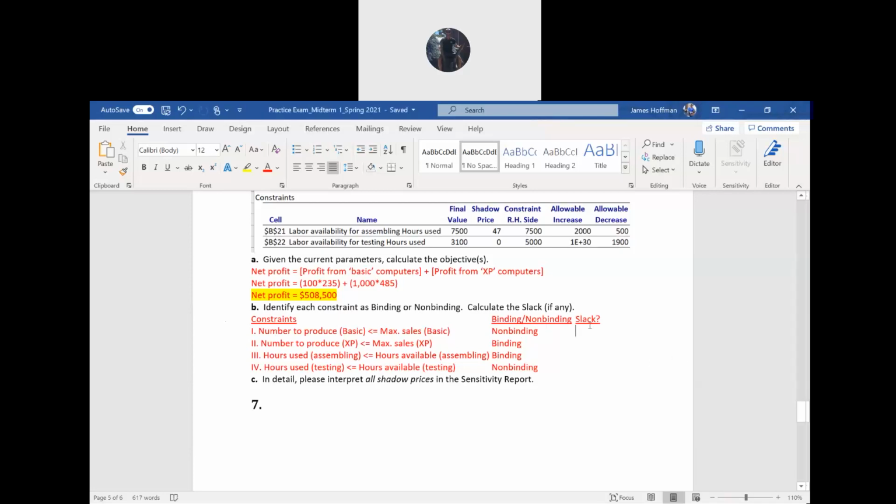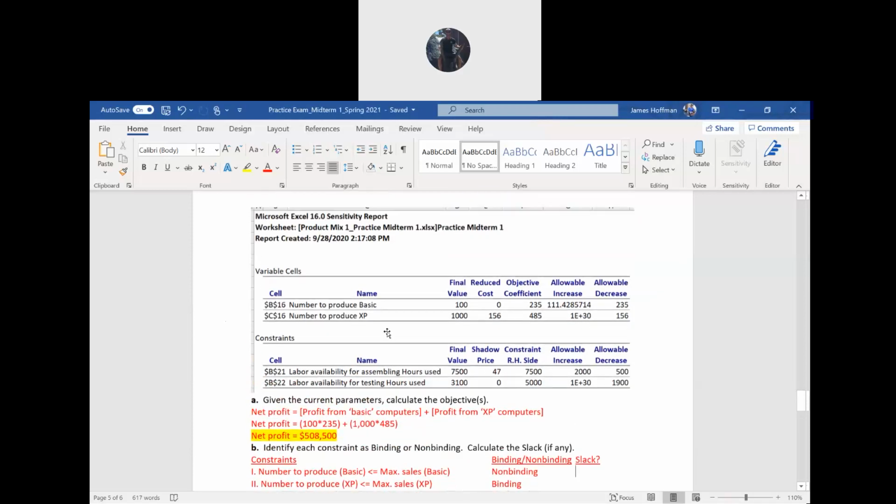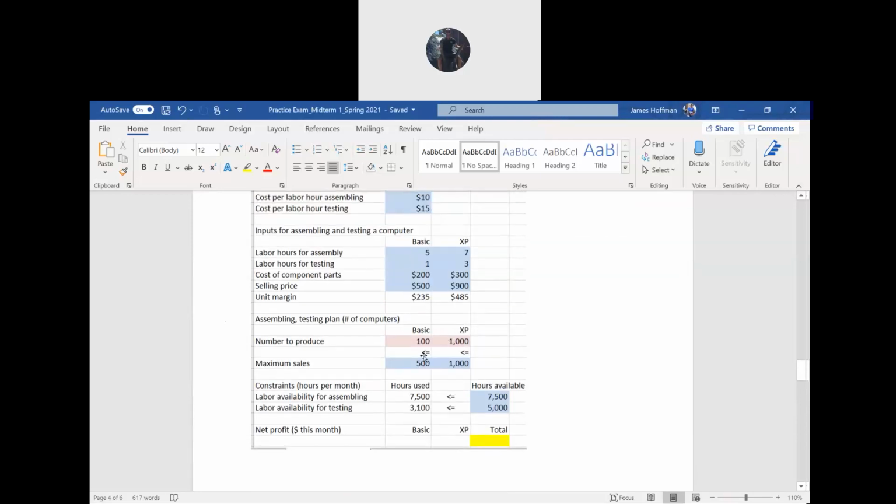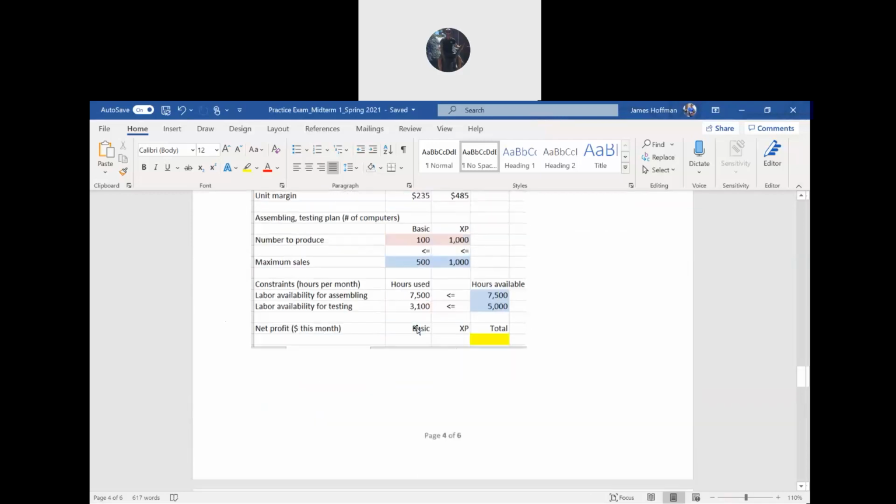Okay, and then finally, you're going to calculate the slack if there is any, and know that if it's non-binding, there's going to be slack. If it's binding, there's going to be no slack because you used everything. So for non-binding, the slack for the first one is the difference between what was given or what was the max and what you used. So it's basically 500 minus 100. All right, the difference is 400. So the slack is 400.